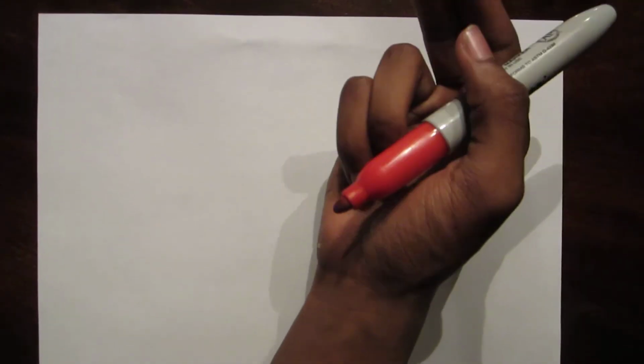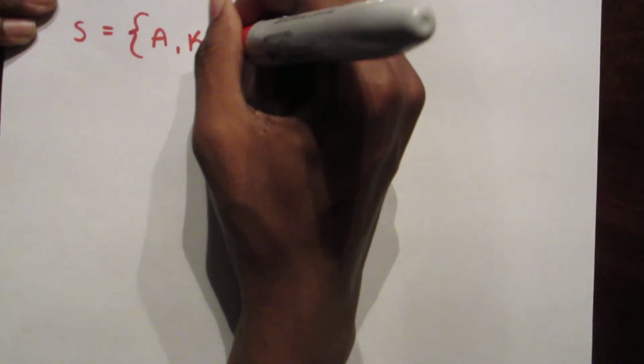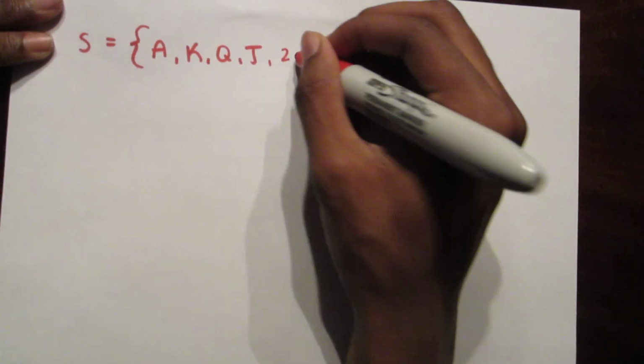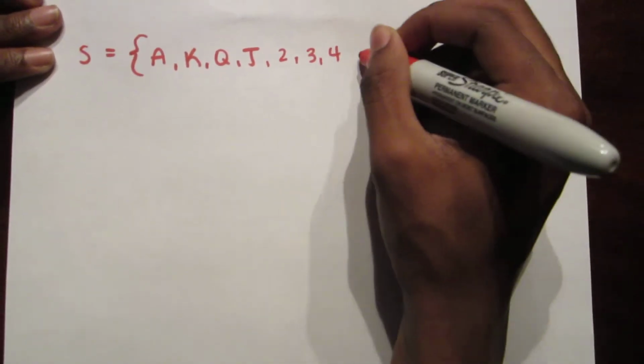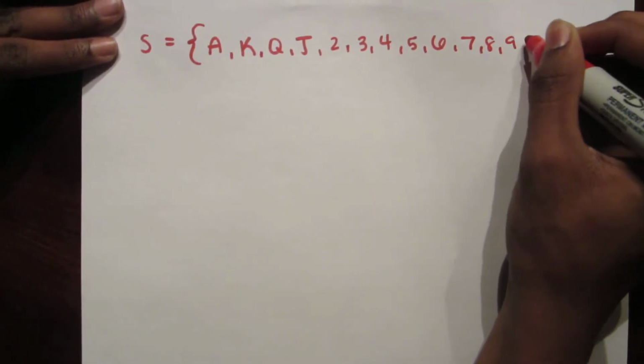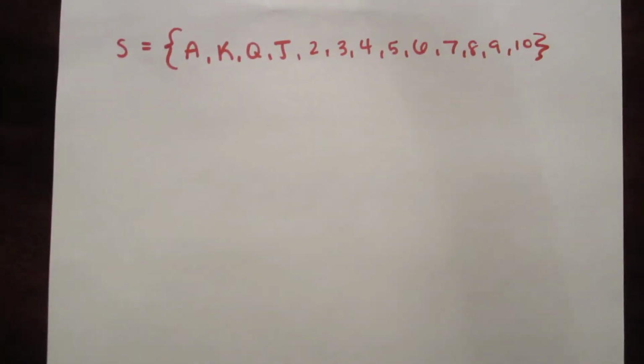Okay, so as everyone knows, in a deck of cards, there are clubs, spades, diamonds, and hearts. And for each one, there is an ace. So let's say sample space. There's an ace, there's a king, queen, jack, and then it also always starts off with 2 to 10. So right there is the answer to the first problem.